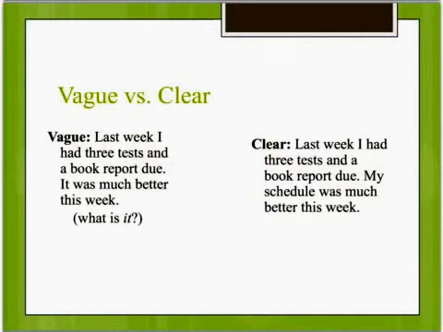Another example of vague versus clear. Vague: Last week I had 3 tests and a book report due. It was much better this week. Again, what's it? This is vague. This is what we want to avoid. What you want: Last week I had 3 tests and a book report due. My schedule was much better this week. Now it's very clear for the reader. You're talking about your schedule. So again, you want to remove the ambiguity.